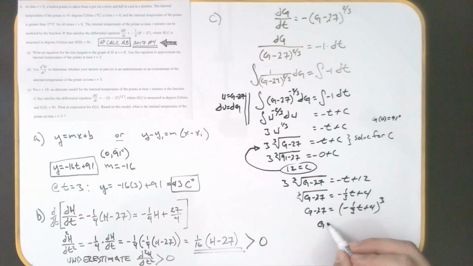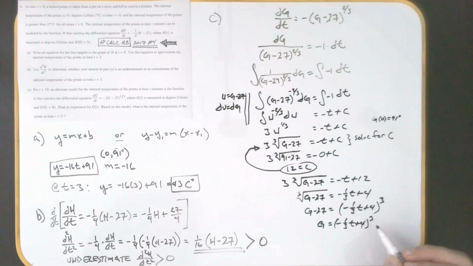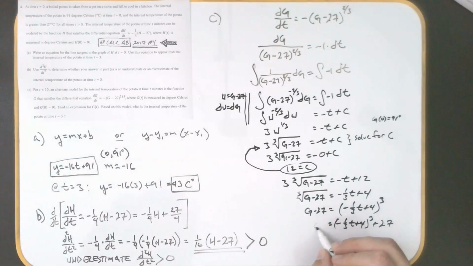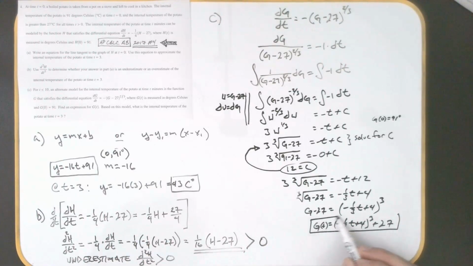So it looks like g, or g of t, you can write it either way, is equal to negative 1/3 t plus 4 cubed, and then we add a 27 on the end. Okay, and that's our equation. And again, you can put g of t there. In fact, the question says find an expression for g of t, so we might as well go ahead and replace that there. So there's our expression for g of t. So we have that part. That's worth the majority of your points right here.